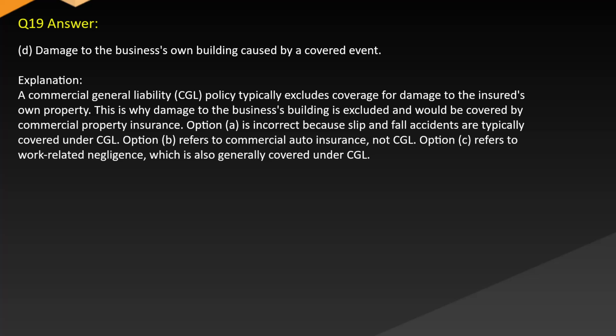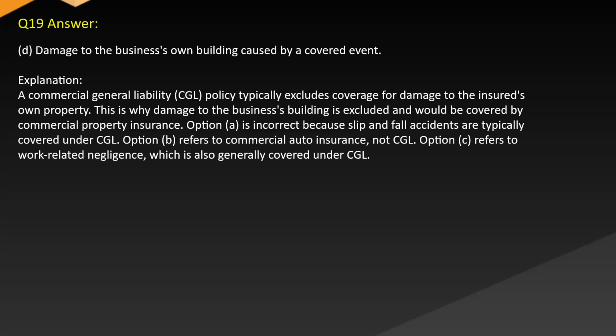Answer: D. Damage to the business's own building caused by a covered event. Explanation: A commercial general liability (CGL) policy typically excludes coverage for damage to the insured's own property. This is why damage to the business's building is excluded and would be covered by commercial property insurance.